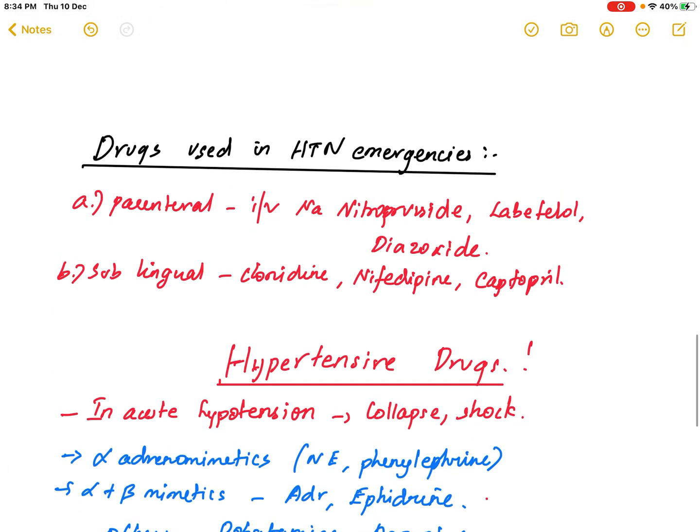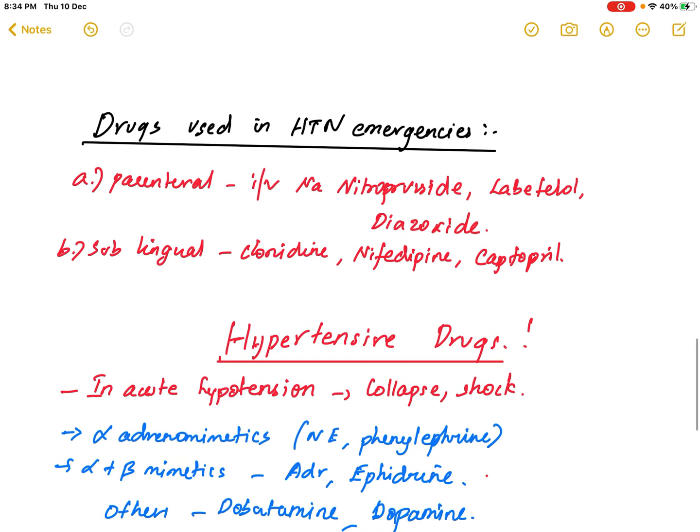So next up, we will look at the drugs which are used in hypertensive emergencies. So we have two routes. First one is the parenteral route. We can give intravenous sodium nitroprusside, which is a nitric oxide releaser. We have IV labetalol, which is a beta blocker, and we also have diazoxide, which can also be given parenterally, that is intravenous.